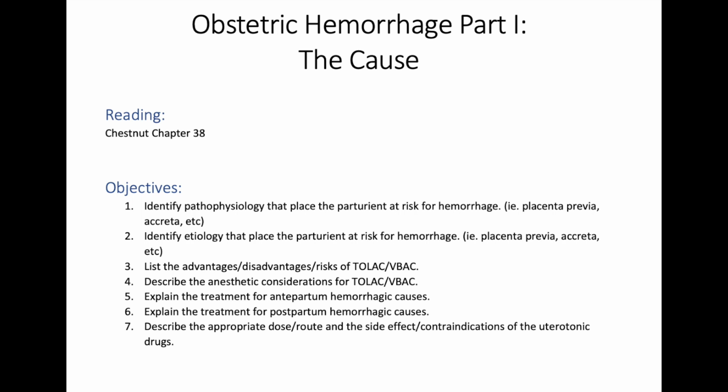So we avoid Methergine in patients with severe hypertension. We avoid Hemabate in patients with asthma or reactive airway disease. Side effects of Hemabate are fever, chills, nausea, vomiting, and like I said, bronchoconstriction. Hemabate can be repeated every 15 minutes up to 2 milligrams. So oftentimes we say Hemabate times 8. So you can give it 8 times, once every 15 minutes, up to 2 milligrams.